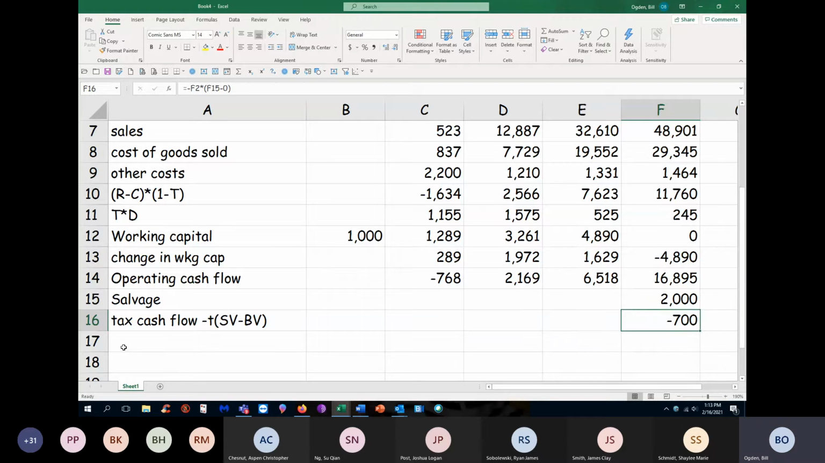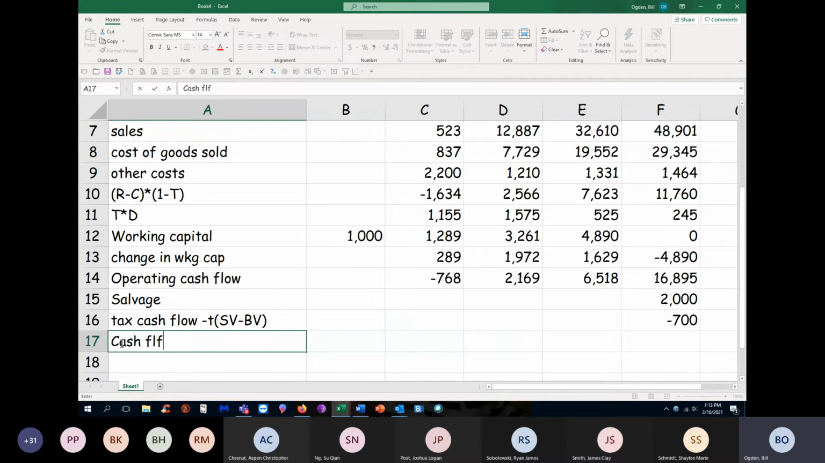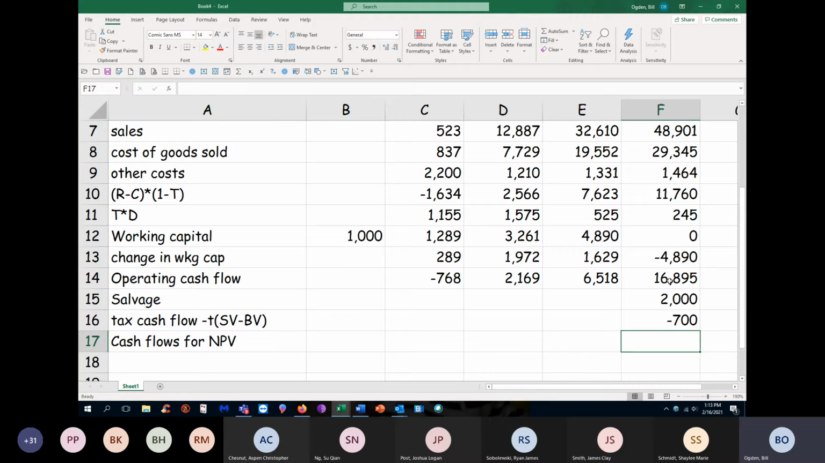All right, so then let's do cash flows for NPV. And let's finish this one off. Okay, so we have an operating of 16,895. We will salvage for 2. We'll pay a tax of 7. So basically, all I have to do is do a little auto sum here. Do you see that? These last 3 numbers? I get 18,195.